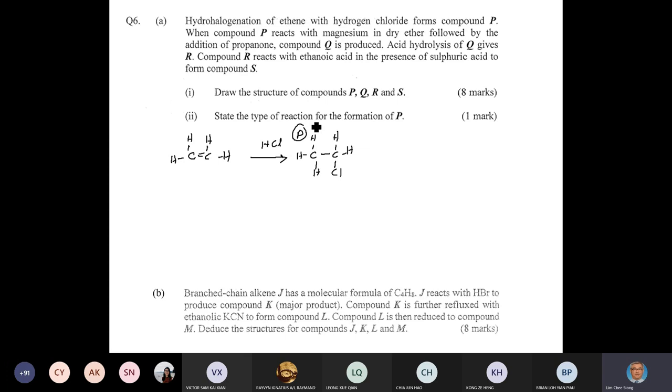Put P, circle. When P reacts with magnesium in dry ether, followed by propanone, we know that with the magnesium, this one is able to form a temporary compound we call Grignard reagent. This is a Grignard reagent. Have a look: the compound is all the same, it's just that we insert the Mg before Cl. Understand?